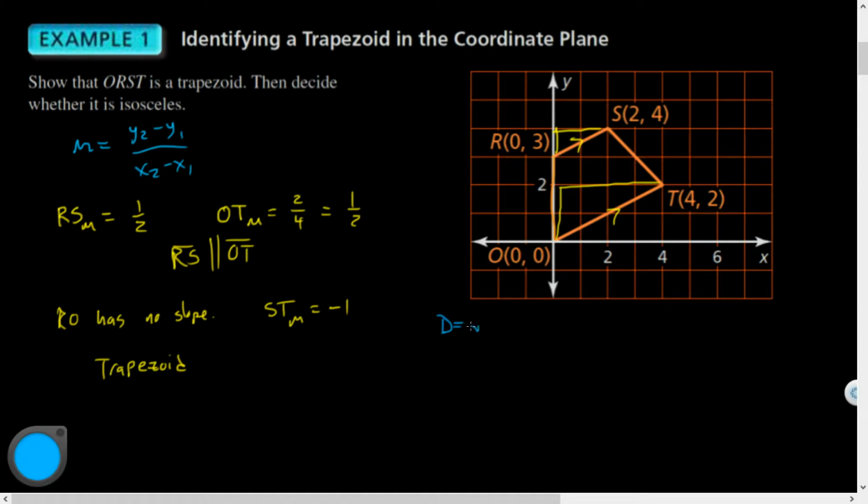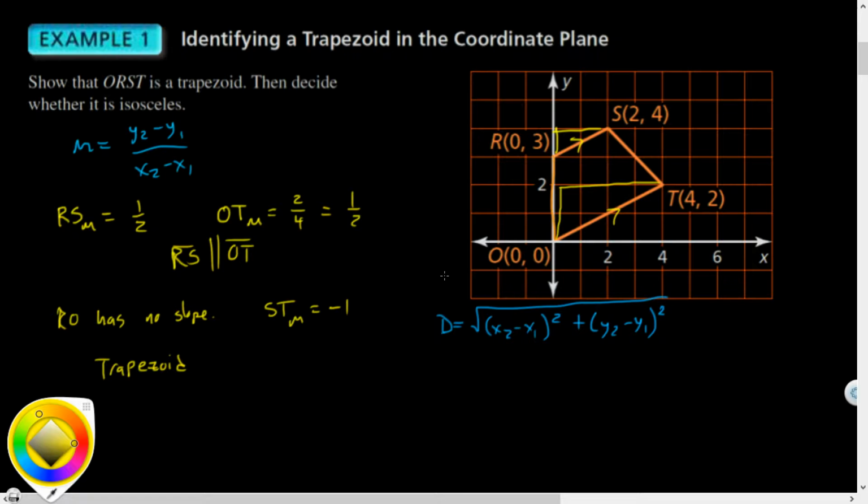Distance formula is a great thing for finding distances and comparing them. The square root of x2 minus x1 all squared plus y2 minus y1 all squared. Actually, this one we could just find the distance just by looking at it. That's 3. So RO equals 3.